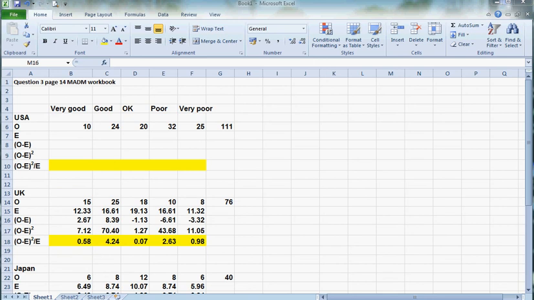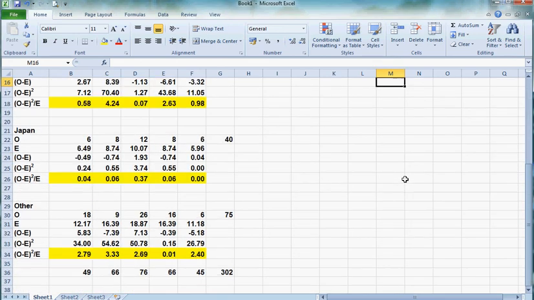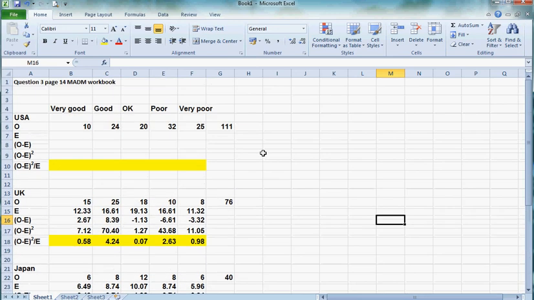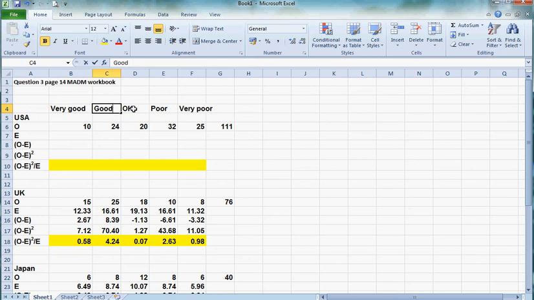We're going to look at question 3 from page 14 on the chi-squared test for independence. We can see from this question that we have 4 groups: the USA, the UK, Japan and other. So we have 4 countries of origin and 5 opinions: very good, good, okay, poor and very poor. What we're being asked to test is whether somebody's country of origin has an association with their opinion of the hotel.